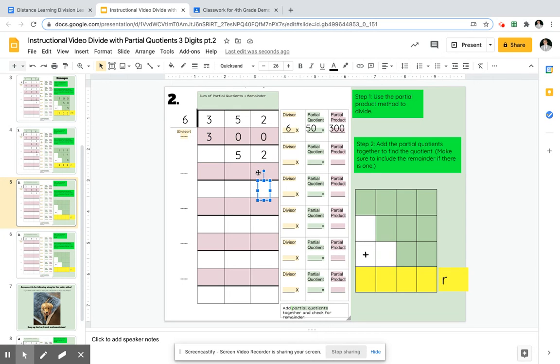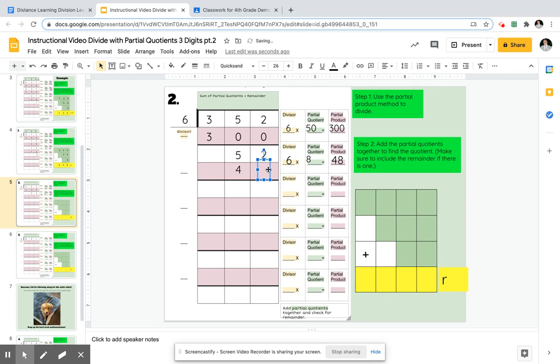Now I got to think, how many times can 6 go into 52? Well, I know that 6 times 5 is 30. Okay. 6 times 5, yes, 30. 6 times 7 would give us 42. 6 times 8 is 48. 6 times 9 is 54. Oh, well, 54 is bigger than 52. That must mean I have to use 8. So 6 times 8 equals 48.